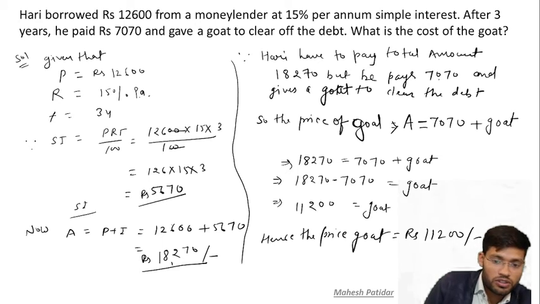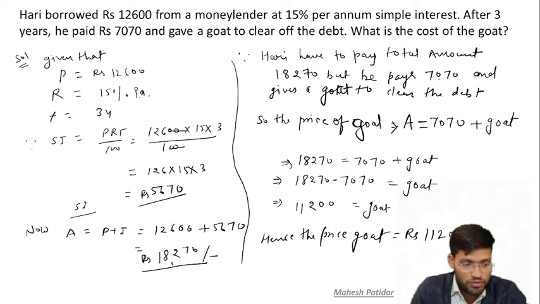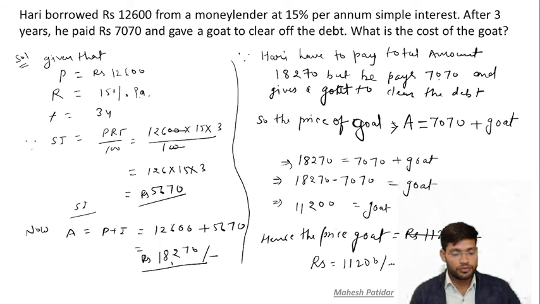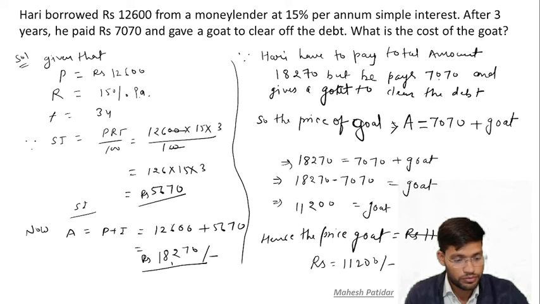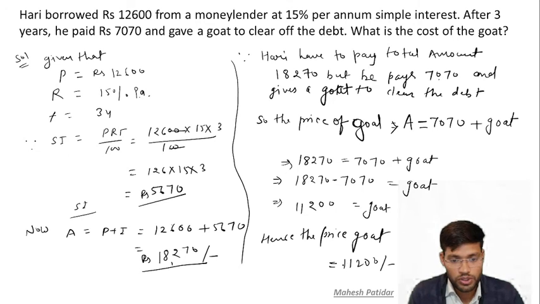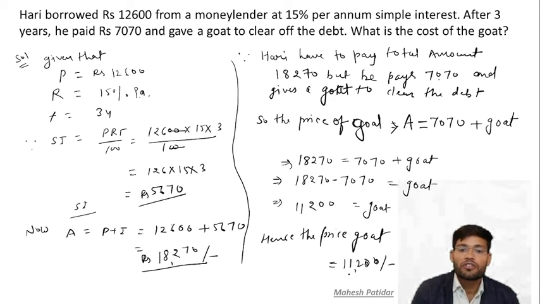Is it visible or not? Now you can see we have to write there rupees 11,200 is equal to 11,200. Is it clear?